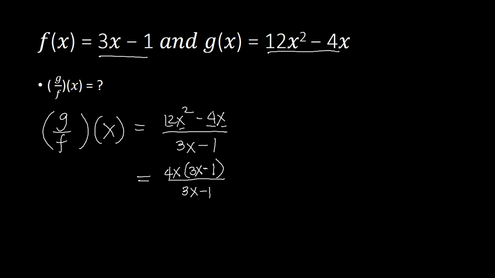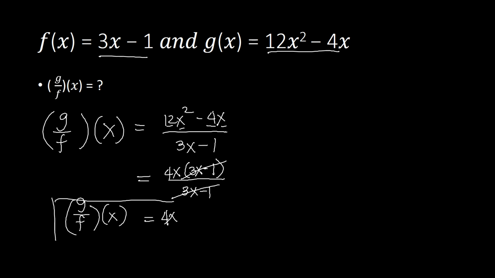Now looking at our top and the bottom part, we've got a common factor, which is 3x minus 1. So we cancel that one because that will make it into 1. 3x minus 1 divided by 3x minus 1 is equal to 1, times 4x, that will be 4x. So this is now the result when we say g over f of x. That's equal to 4x.